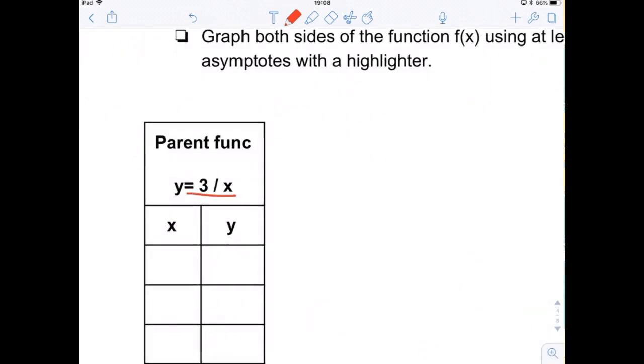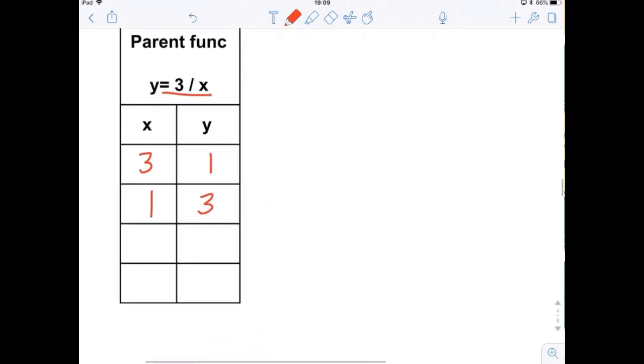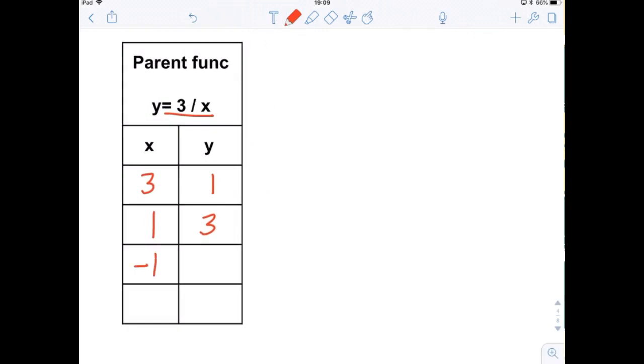So the parent function would be: x equals 3 would give me 3 over 3, which is 1. X equals 1 would give me 3 over 1, which is 3. X equals negative 1 would give me 3 over negative 1, which is negative 3. And if I put in negative 3, it would be 3 over negative 3, which would be negative 1. And if I put in 0, I would get infinity, which would be the vertical asymptote position, right? So just like an illegal value.